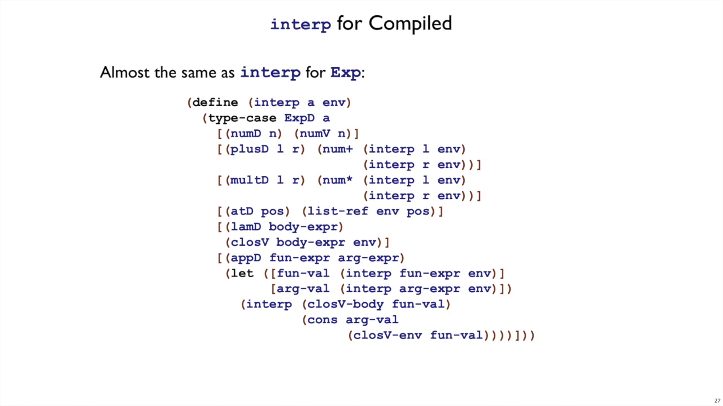Finally, we will need to interpret our compiled expressions. And interp for an exp_d looks very much like the interp for exp. The only differences are here at @d and lambd. Actually, lambd is not all that different because we just remember the expression in the environment. We don't have to remember the name anymore.